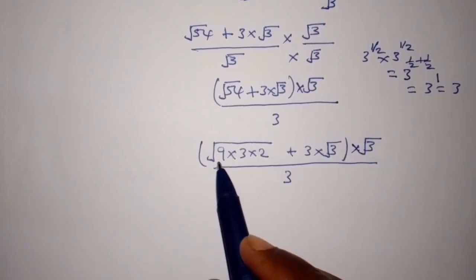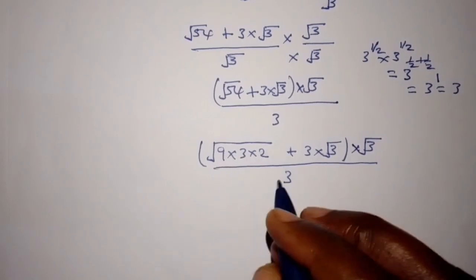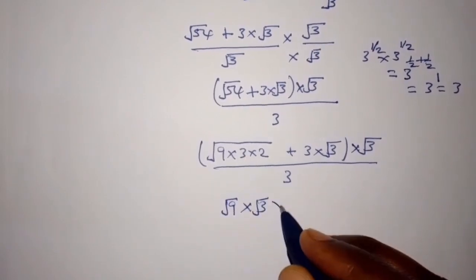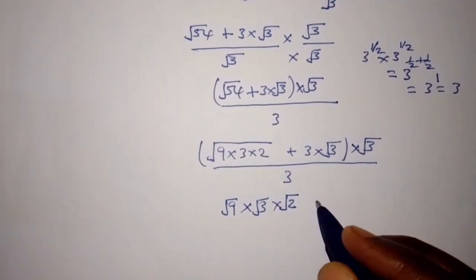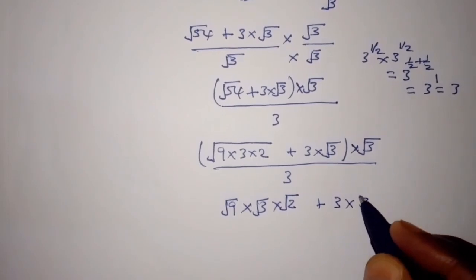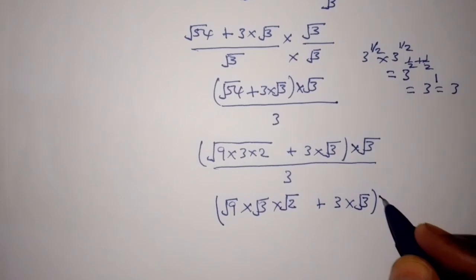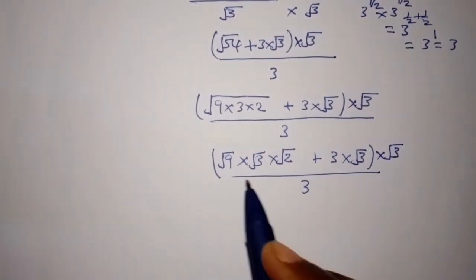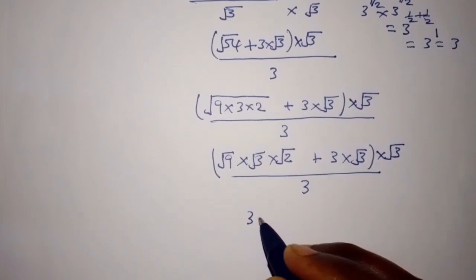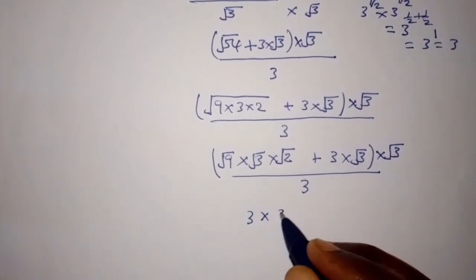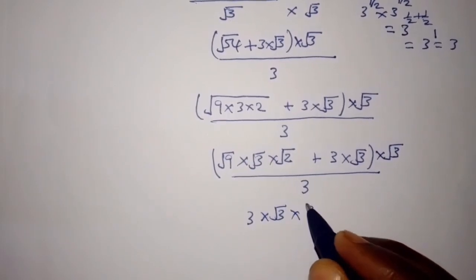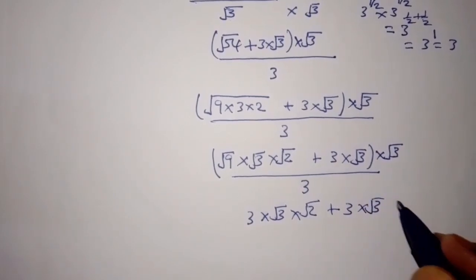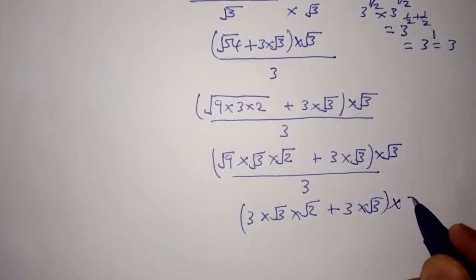So from here, we can split. We can say that this is the square root of 9 times square root of 3 times square root of 2 here, plus 3 times square root of 3, we multiply by square root of 3, over 3. Square root of 9 is 3, then we multiply by square root of 3 times square root of 2 plus 3 times square root of 3, we multiply by square root of 3 here, over 3.